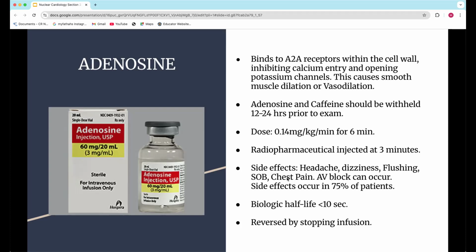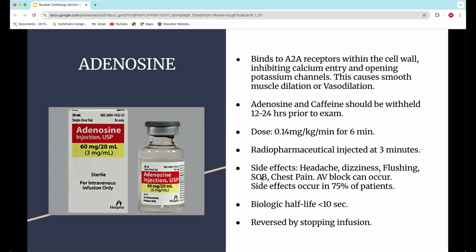Side effects that you see in patients with this are headache, dizziness, flushing. They can have shortness of breath. They can have some chest pain. Obviously, that's something that's monitored. You can have AV block that occurs. And the side effects happen in about 75% of the patients. Now, when I say those side effects, I should add the caveat that chest pain and AV block are not part of that 75% that get them, right? It's the headache, the dizziness, the flushing, the shortness of breath. Patients are going to get that.